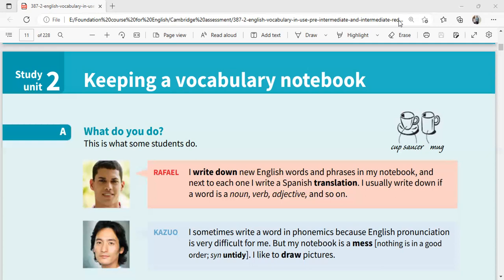A Spanish translation. I usually write down if a word is a noun, verb, adjective, and so on. Sometimes I write a word in phonemics because English pronunciation is very difficult for me. But my notebook is a mess. Nothing is in good order, untidy. I like to draw pictures.